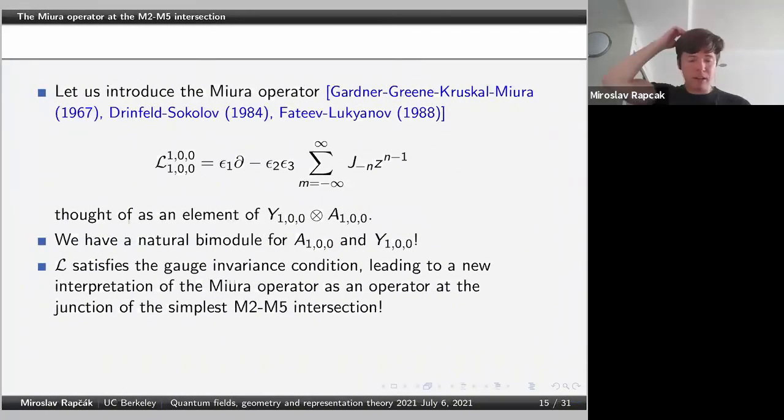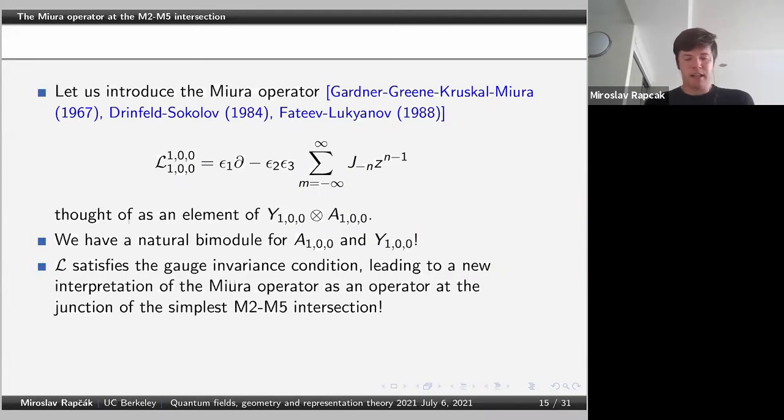Okay, so now I would like to argue that this condition is actually satisfied by the so-called Miura operator, introduced a long time ago in the context of KdV hierarchies and later used in the context of W algebras. But for the purpose of this talk, we are going to think about this differential operator that I just wrote down here as an element inside a tensor product of Y1,0,0 times A1,0,0. And obviously, it has a natural bimodular structure because you can multiply this expression from both left and right by the modes of the algebra, by the Jn modes, but also by the derivative and z. And you get again some kind of different pseudo-differential operator. So you can act by both algebras from the left and from the right.